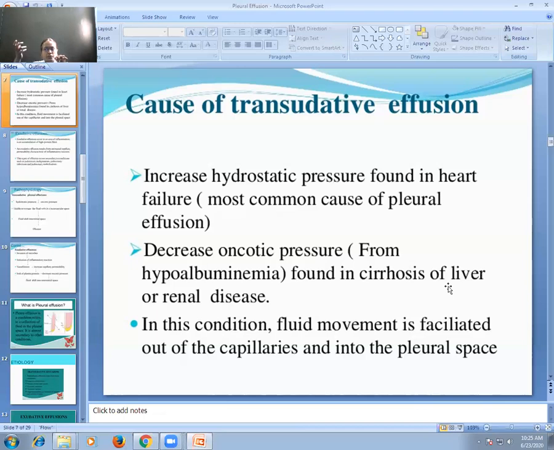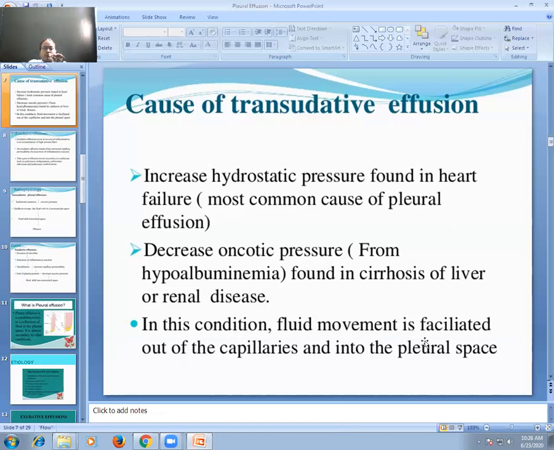Hypoproteinemia is either nutritional or because of loss, either poor intake or because of loss. Loss of protein occurs in nephrotic syndrome, these are renal diseases. So the causes of hypoproteinemia: one is nutritional, second liver cirrhosis, and third renal diseases, most common in nephrotic syndrome, where there is proteinuria. Decreased oncotic pressure results in transudative type of pleural effusion.